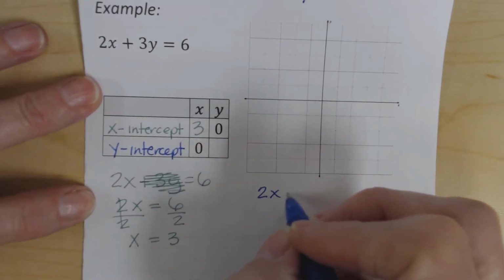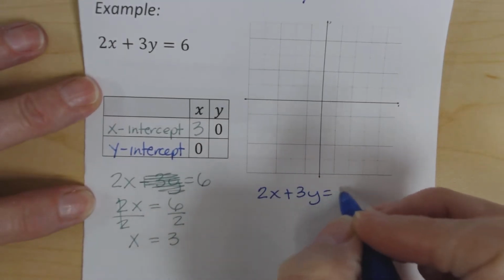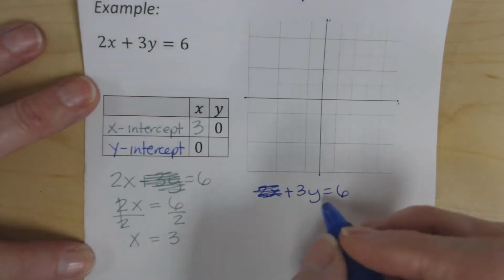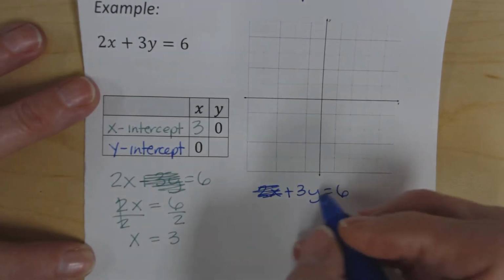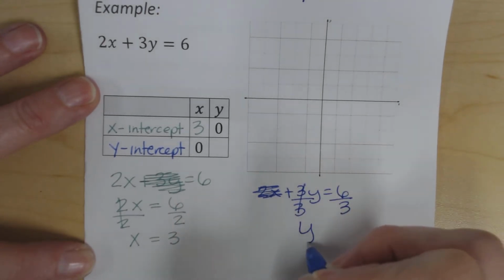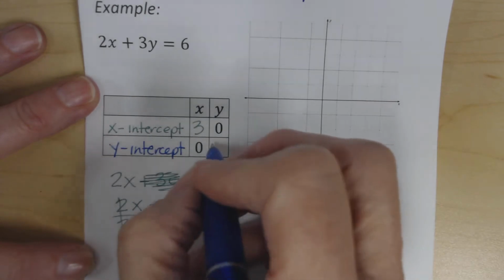For the y-intercept, we have our 2x plus 3y equals 6. In this case, we're going to cover up the x term, and we'll be left with 3y equals 6. Divide both sides by 3, and we have y equals 2.